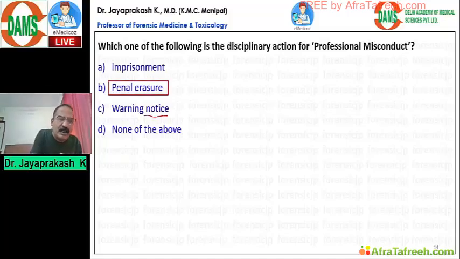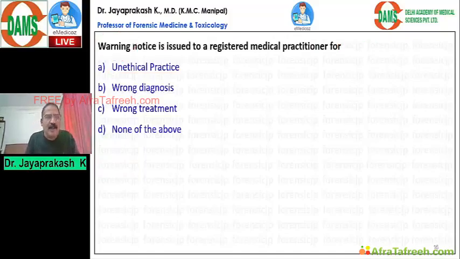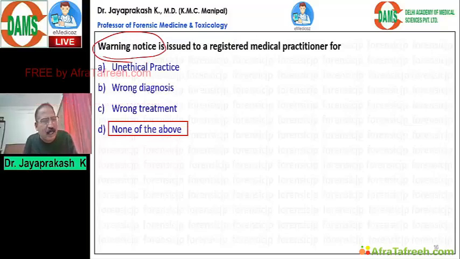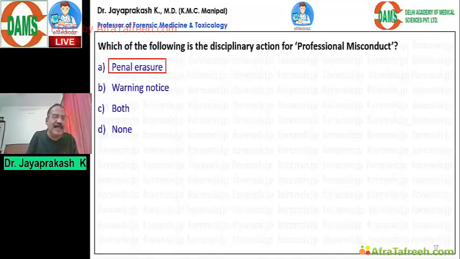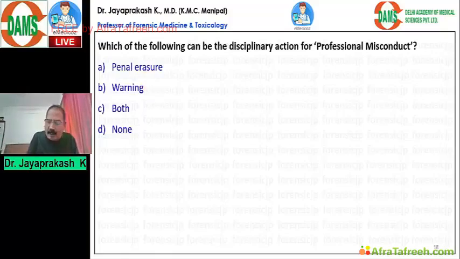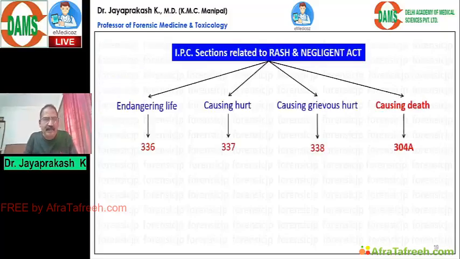Penal erasure, not the warning notice. Again and again I tell, it is not warning notice. Warning is a disciplinary action given for unethical practice. Warning notice is not issued for wrong diagnosis or wrong treatment. None of the above is the answer. So the following is the disciplinary action for professional misconduct: penal erasure, only penal erasure, because here it is mentioned warning notice. If penal erasure and warning are both there, now the answer is both.